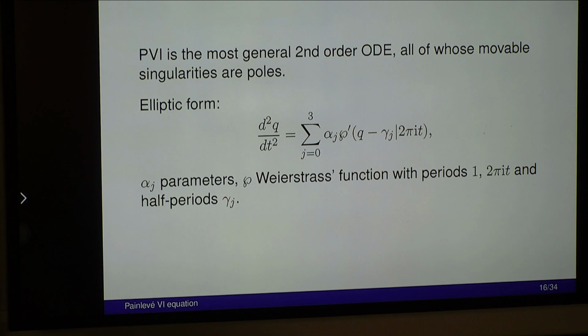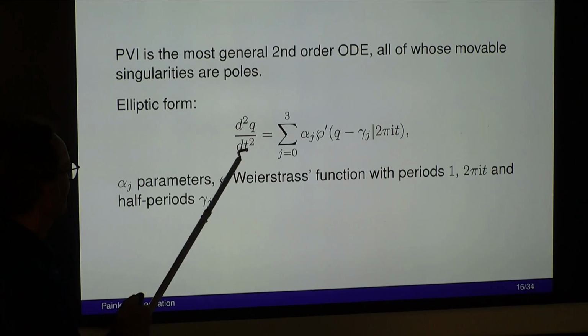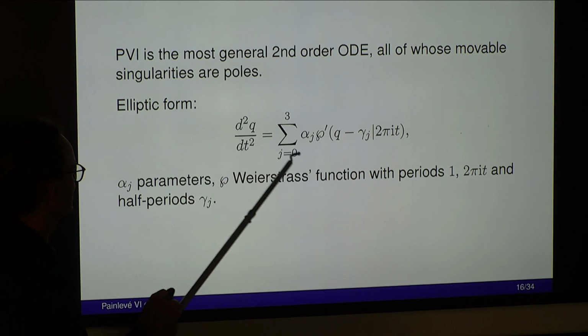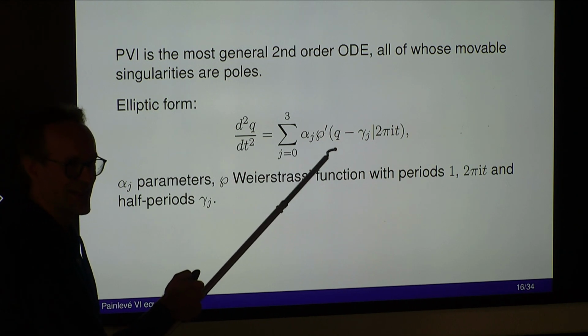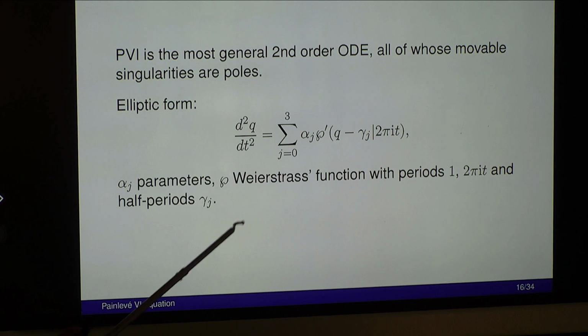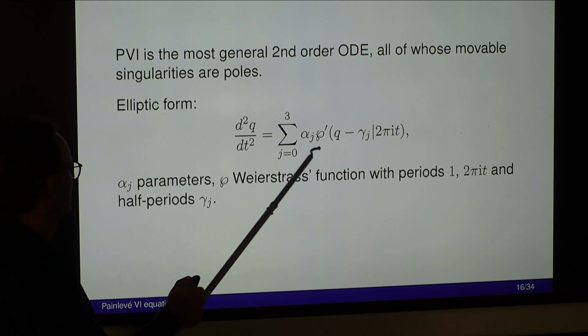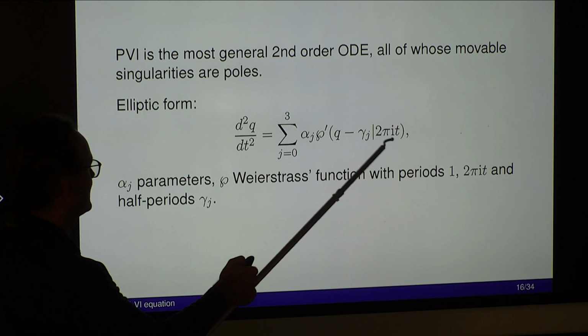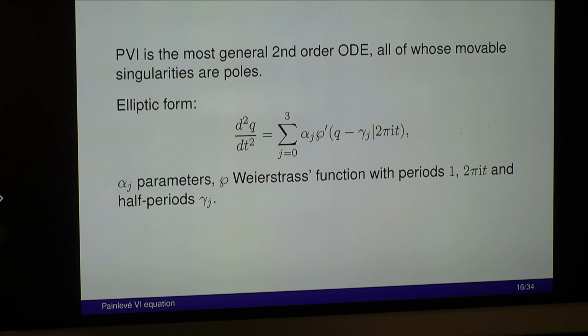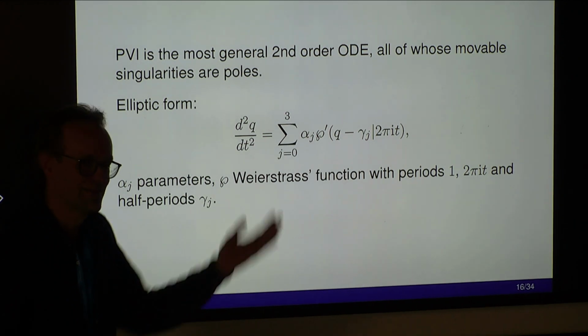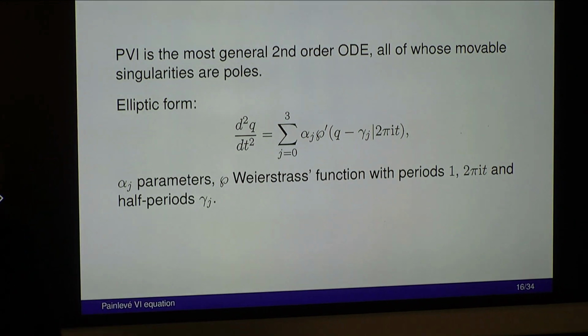And I want to show first the elliptic form of Painlevé 6, which looks really simple. You have here that the second derivative of some function is some elliptic function of q, and this is actually the Weierstrass P function. The alphas here are parameters, and you see that the time here is basically the modular parameter of the P function, so one of the 2 periods that it has. And the gamma_j's are the 4 half periods. I didn't tell you how to order them, but it really doesn't matter.